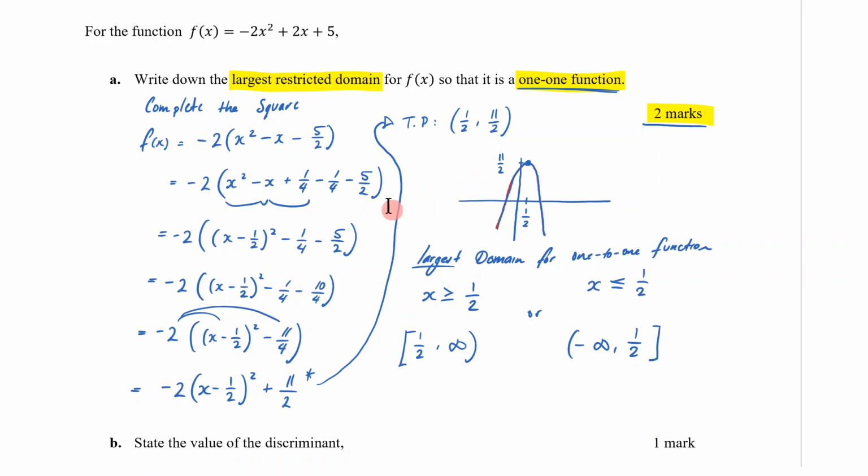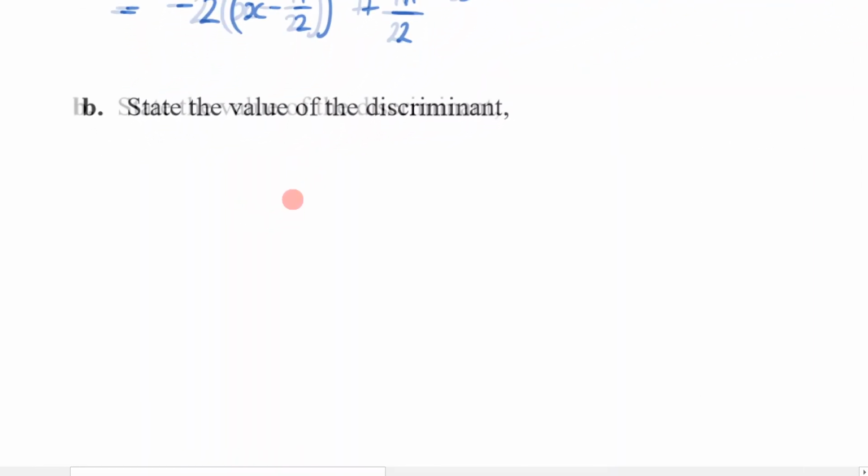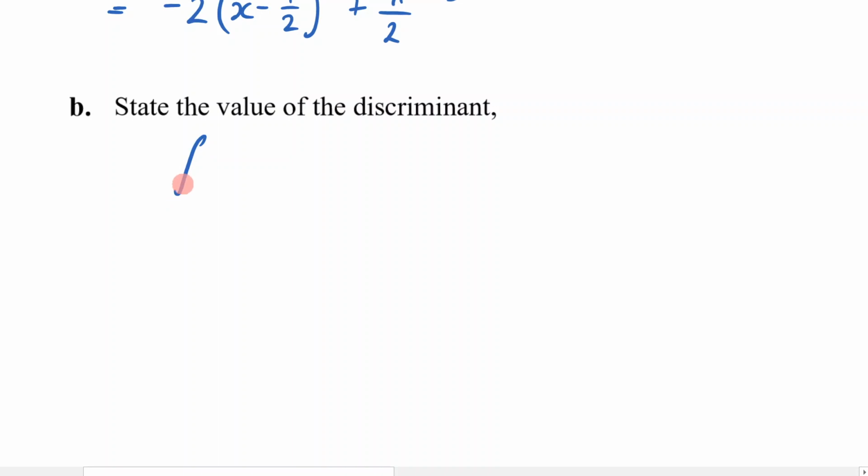Okay, so we are working through this question here. We've finished part A, and now we're going on to part B, which is asking us to state the value of the discriminant. Before I write down what my discriminant is, let's just remind ourselves of the question before us, the function. The function is negative 2x squared plus 2x plus 5.